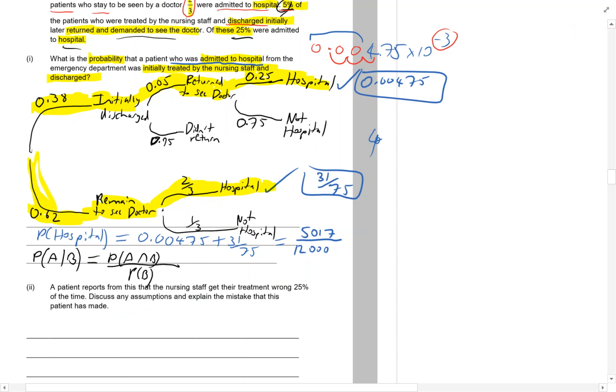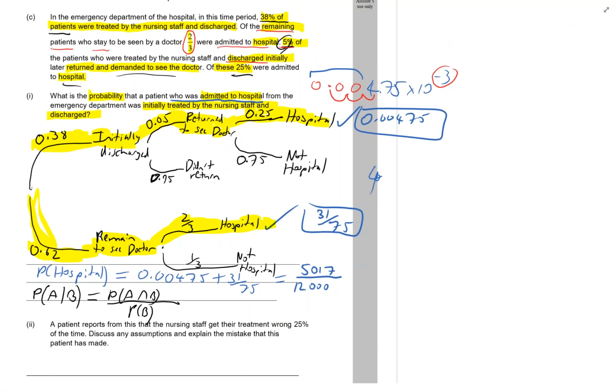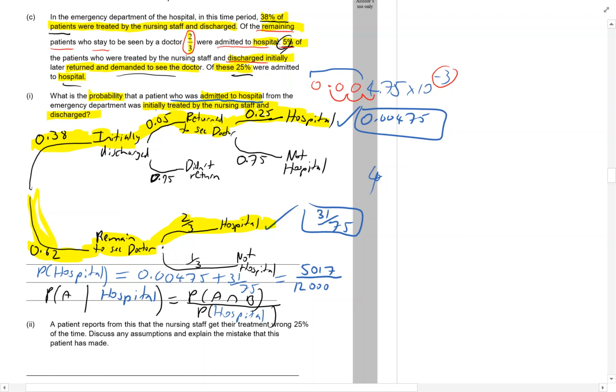Okay, so let's think about what is the B in this one. The B is the condition. So that's those who are admitted to hospital. So I'm going to swap B with hospital. You do the same. Okay, now what's A? Okay, so A must be that they were initially discharged by the nursing staff. So I'm going to swap A with the words initially discharged. And so then the probability A and B becomes what? Becomes the probability of being initially discharged and hospital.